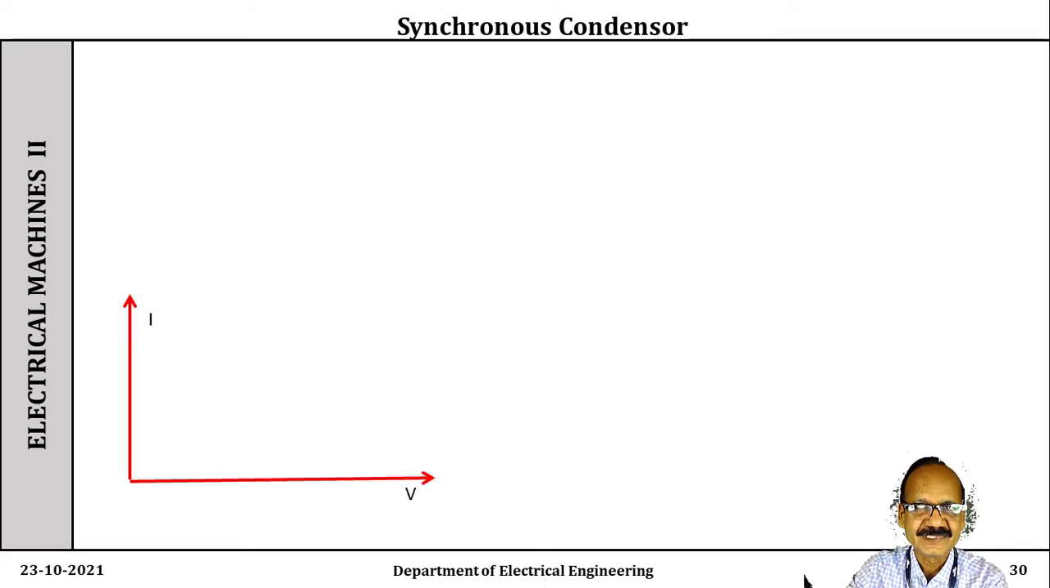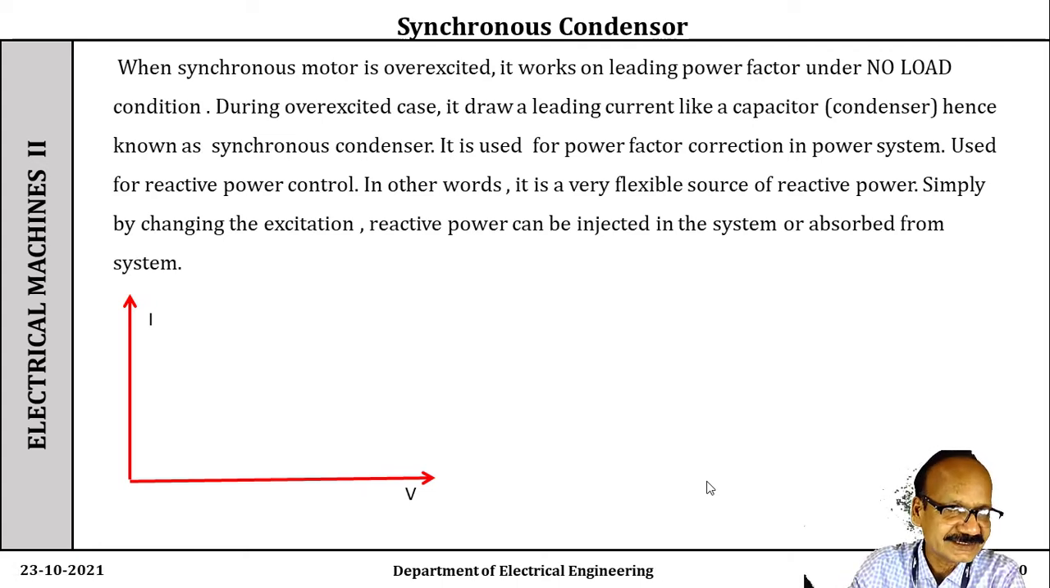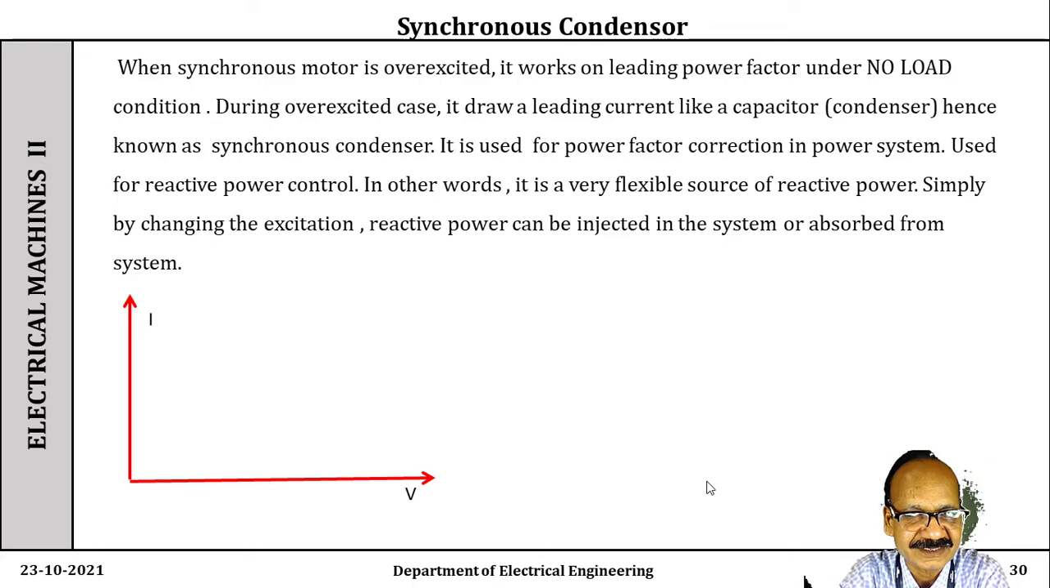Now let us see why the synchronous motor is called a synchronous condenser. When the synchronous motor is overexcited, it works on a leading power factor at no load. During this overexcited case, it draws a current leading the voltage like a capacitor, like a condenser, and hence the name synchronous condenser. In such a case, the synchronous motor at no load during the overexcited case can be used to improve the power factor or for power factor correction in the power system.